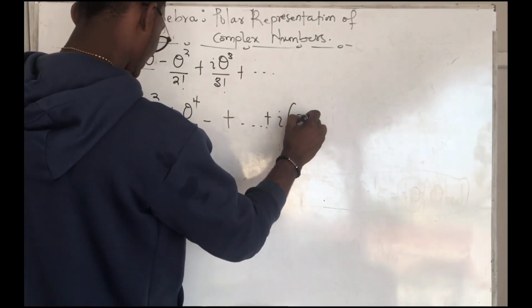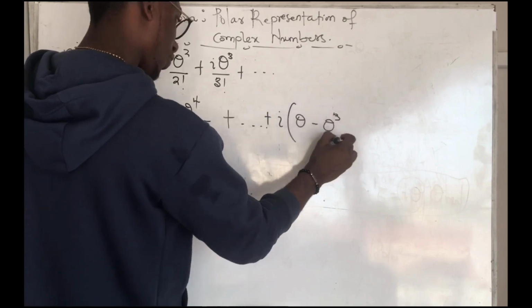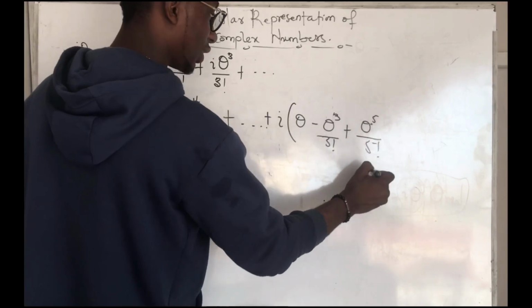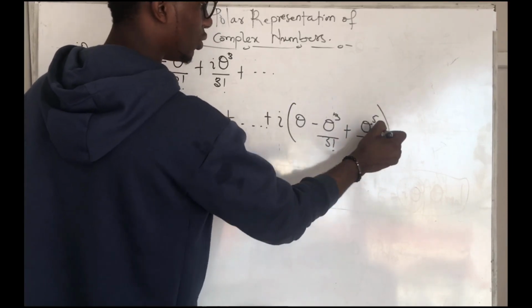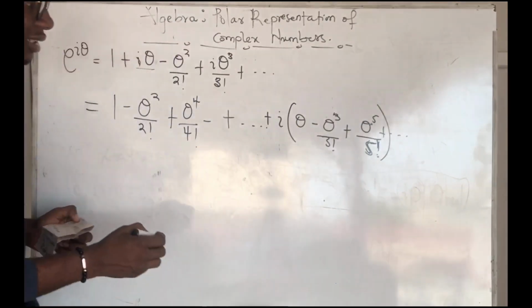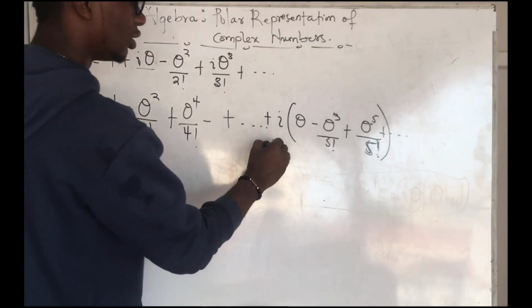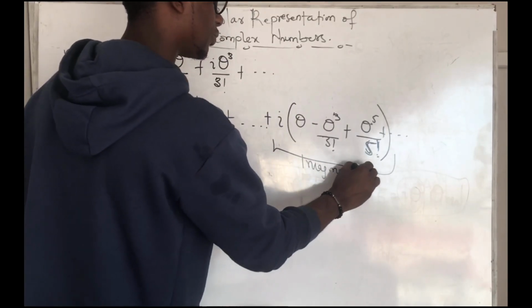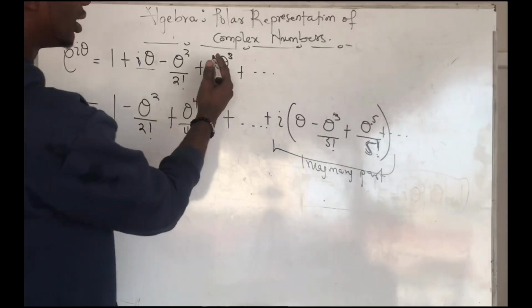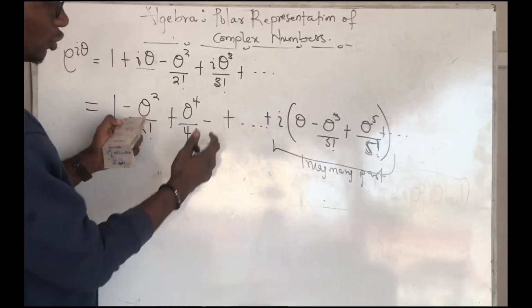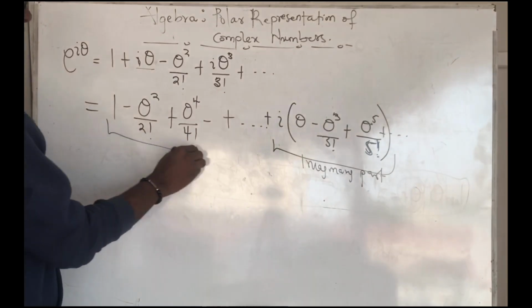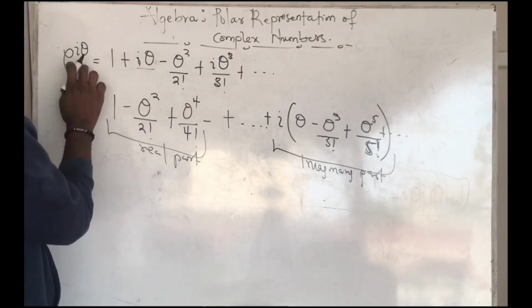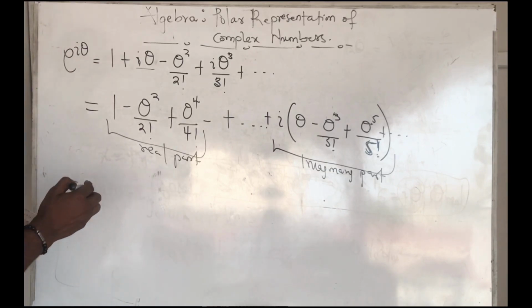So you get theta itself here, minus theta cubed over 3 factorial, plus theta to the 5 over 5 factorial, and it continues like that. But because of the presence of the i here, the whole of this part becomes the imaginary part. So you can take your time and expand it to maybe i to the 5 and see how this came about. And the whole of the other part will be our real part.